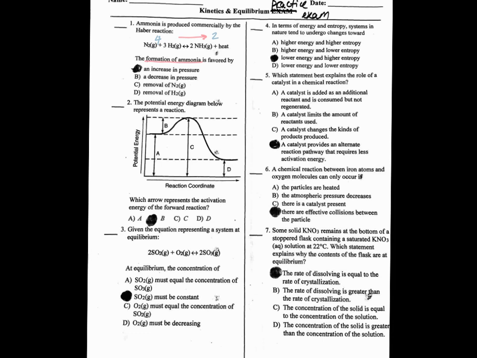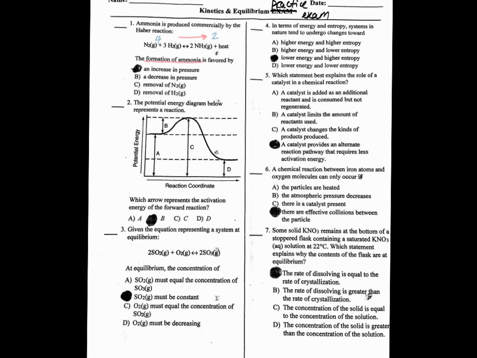Okay. Number 2, which arrow represents the activation energy of the forward reaction? That means we're going from left to right. So the activation energy is we start where we are here with the reactants, going all the way up to the activated complex. That difference here, interval B, is the activation energy. If you're interested in the others, A is the heat of the reactants, D is for the products, and C is the heat or energy of the activated complex. The activation energy is different from the activated complex.